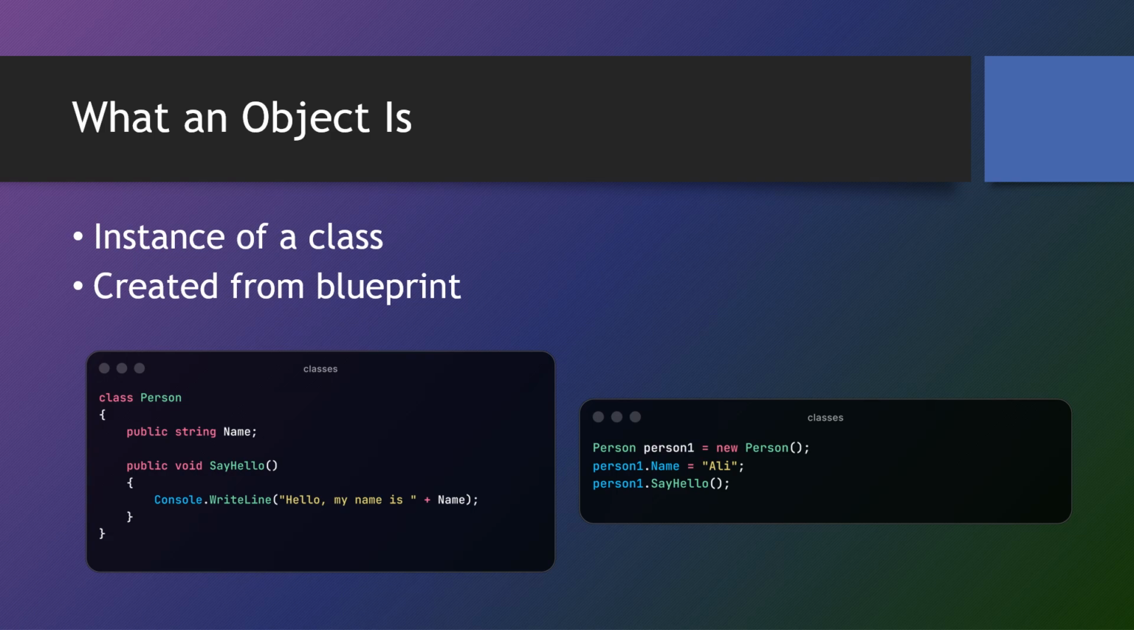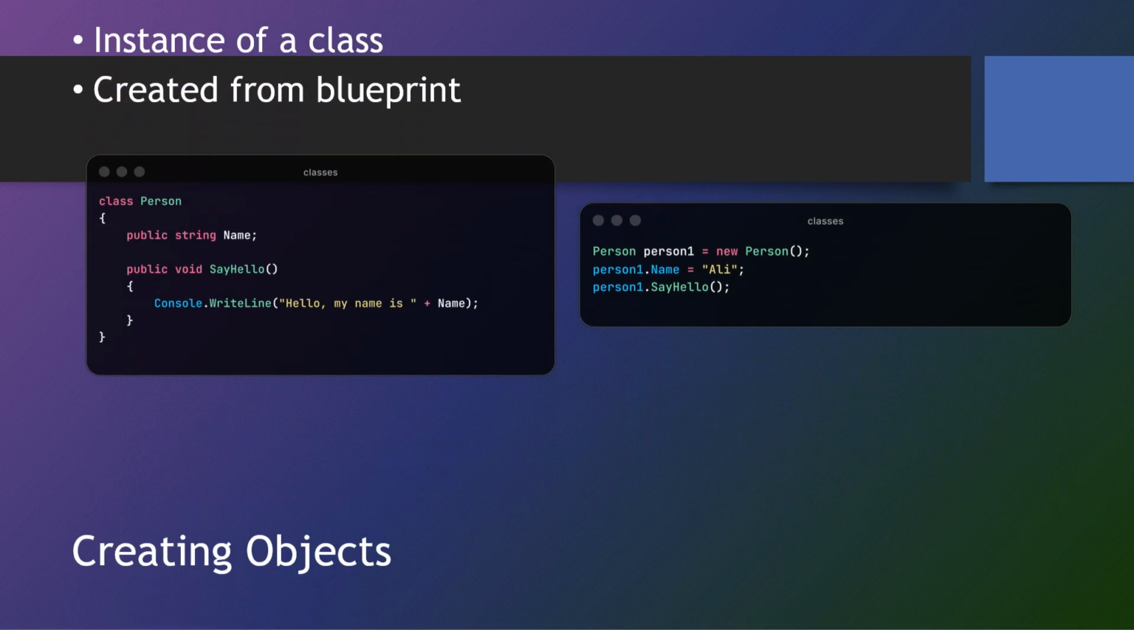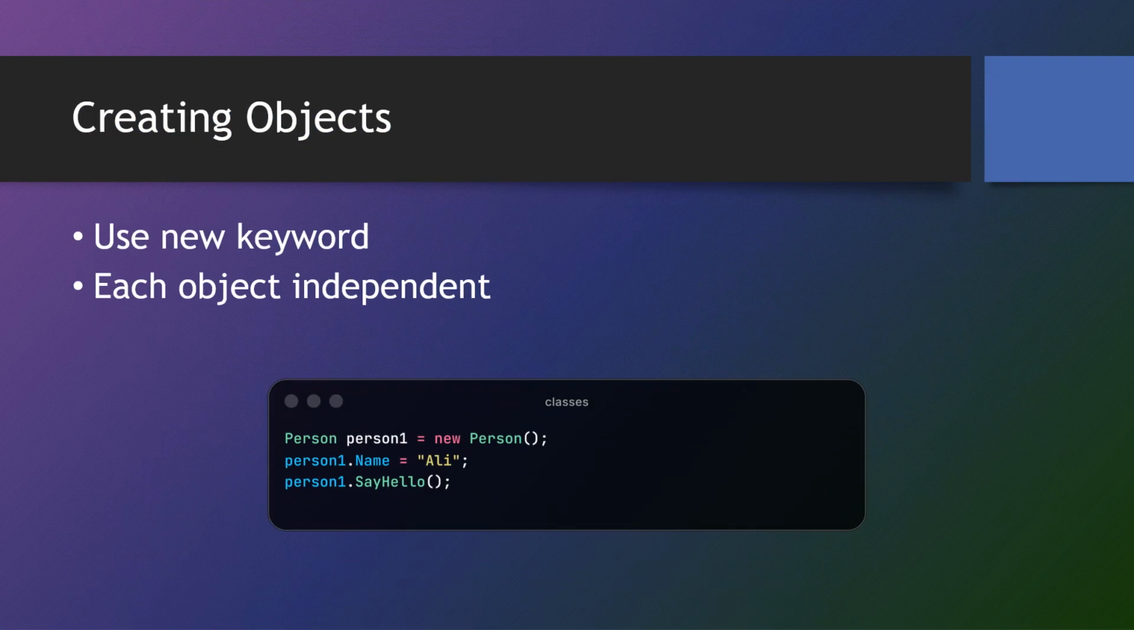Creating objects step by step. Objects are created using the new keyword. When this happens, memory is allocated. Fields get initial values. The object becomes usable. You can then access its data and call its methods using dot notation. This is how real applications work with users, items, and game characters.